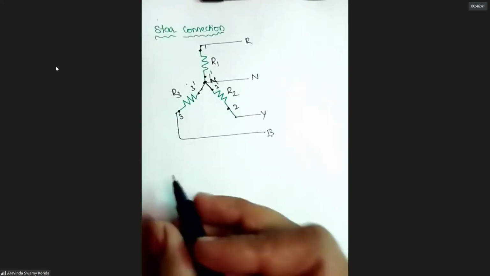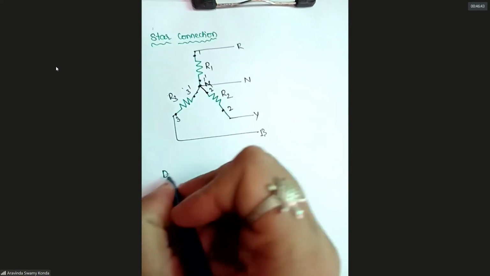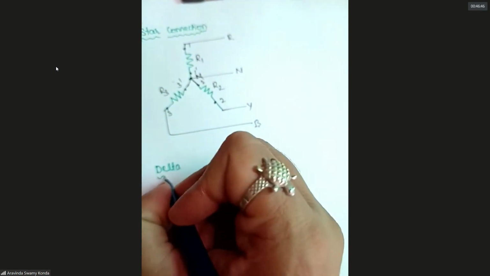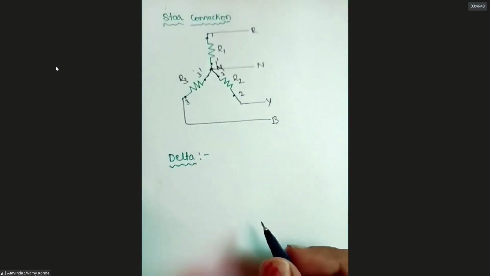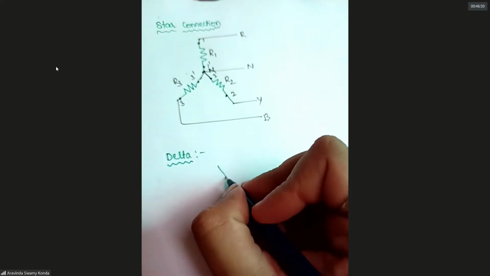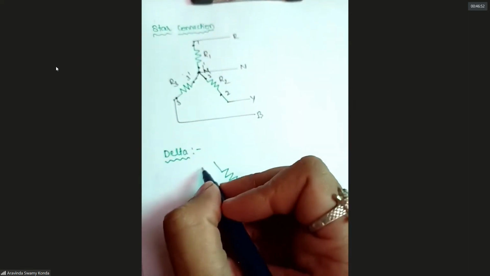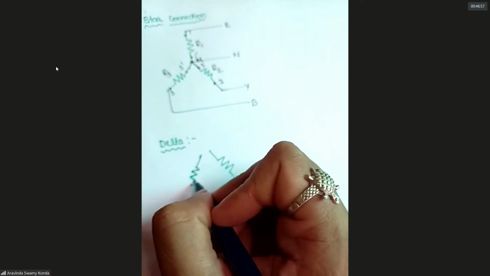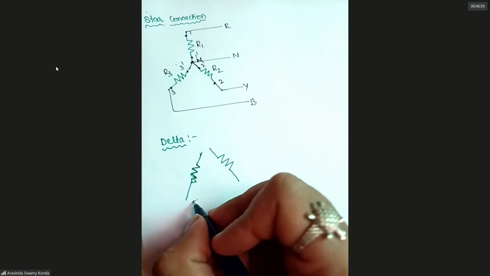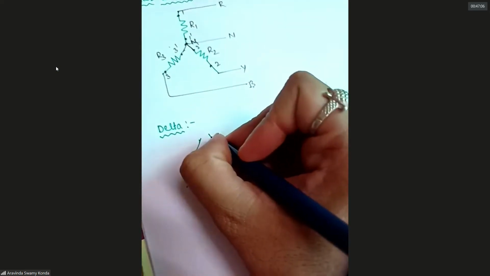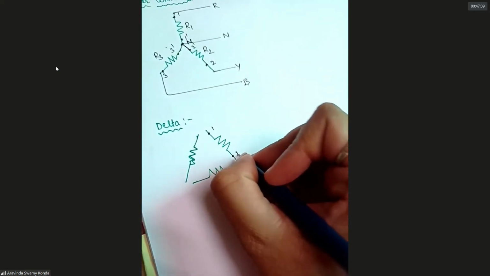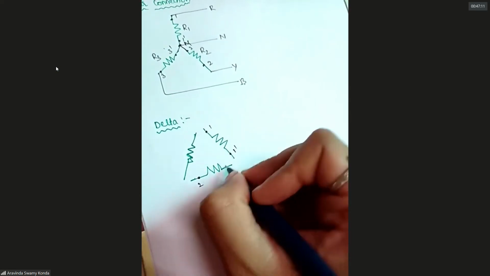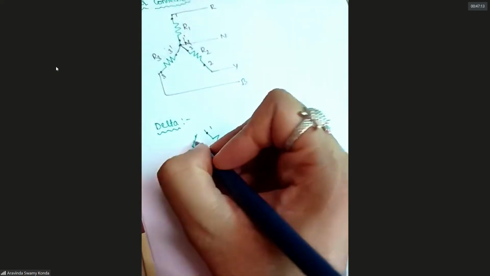When you are saying it is delta, take the 3 resistors. So this is the first end, another end. This is the first end, another end.